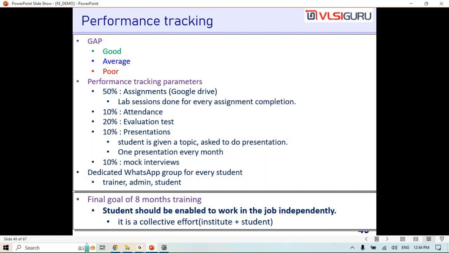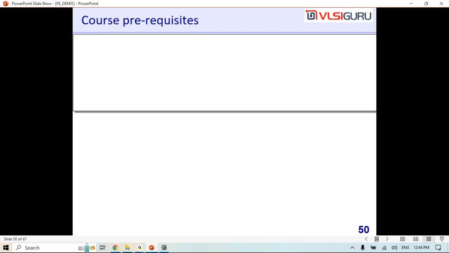Our training is modeled in such a way that it helps you reach that stage. It is a collective effort. It's not the institute's work alone, it's not the student alone, both together we will make it happen. Okay. So what are the course prerequisites?